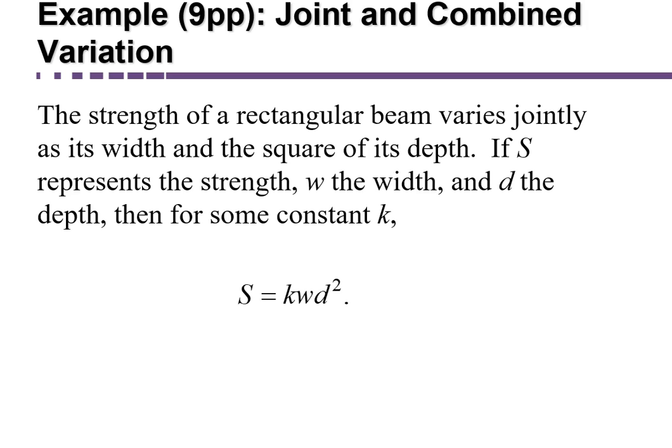And they've asked you to write what is in words into a symbolic representation. The strength of a rectangular beam varies jointly as its width and the square of its depth. If S represents the strength, W the width, and D the depth, then for some constant k it would look like this. So take a moment. You want to illustrate what one looks like.